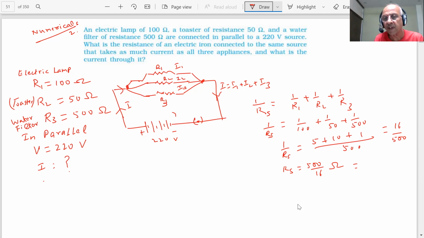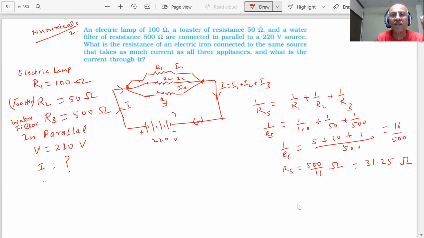If I cancel 15, there is a 500, not 50. Five hundred. If it were 50, then by 16 it would be 31.25. Okay. Thank you very much. I know you are so good. I mean, you can do it. Some errors take place. So the effective resistance is 31.25. That means this whole circuit gives a resistance of 31.25 ohm, students.